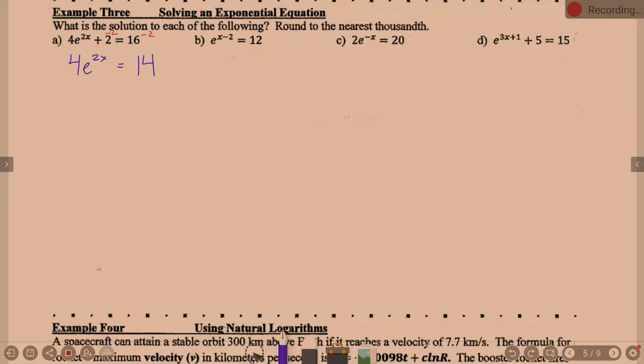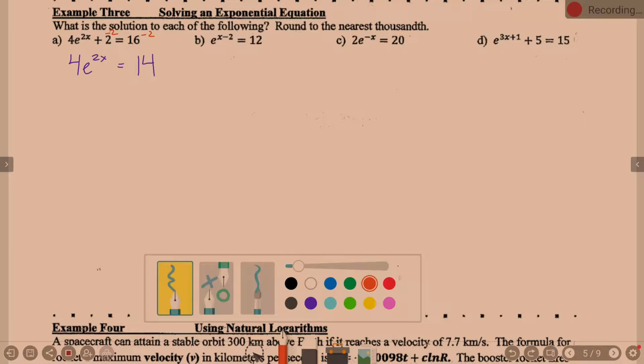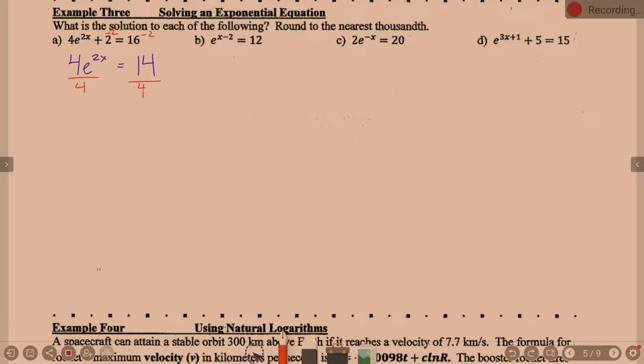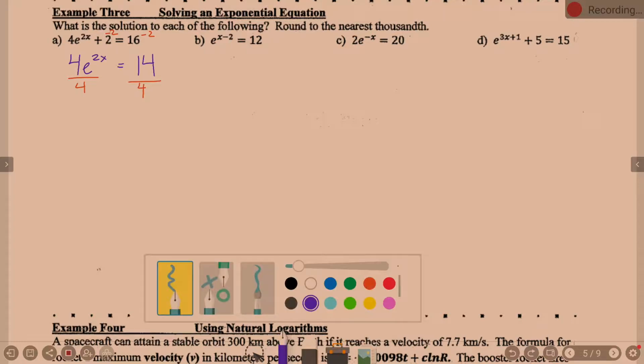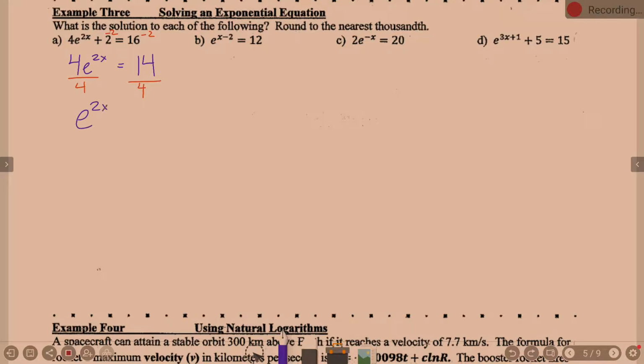Is my power by itself? In other words, not quite, because I want the base and the power by itself. So is e to the 2x by itself? No. Now what do I do to get e to the 2x by itself? Now I'm ready to divide by that 4. The 4's cancel on the left, and I have e to the 2x. 14 divided by 4. My brain reduced it to 7 halves. But then I also know 7 halves is 3.5. You could say 14 fourths, 7 halves, 3.5 is going to be easier, right?